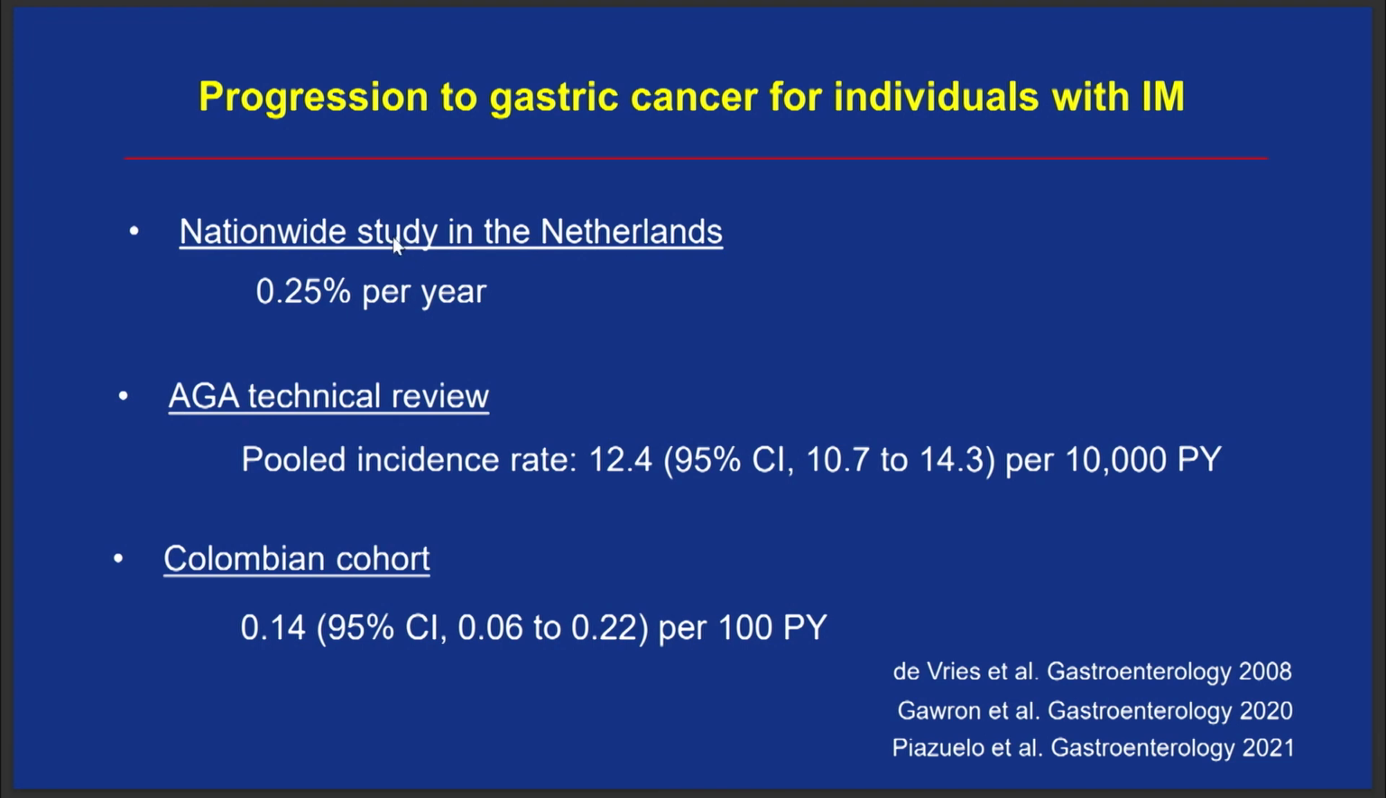The progression to gastric cancer for individuals with intestinal metaplasia has been studied multiple times. There is a big nationwide study in the Netherlands, and they found a progression to cancer of about 0.25% per year. The AGA technical review showed a pooled incidence rate of 12.4 per 10,000 person-years. And in our smaller study in the Colombian cohort, we found, surprisingly, a similar rate of progression to gastric cancer of 0.14 per 100 person-years.